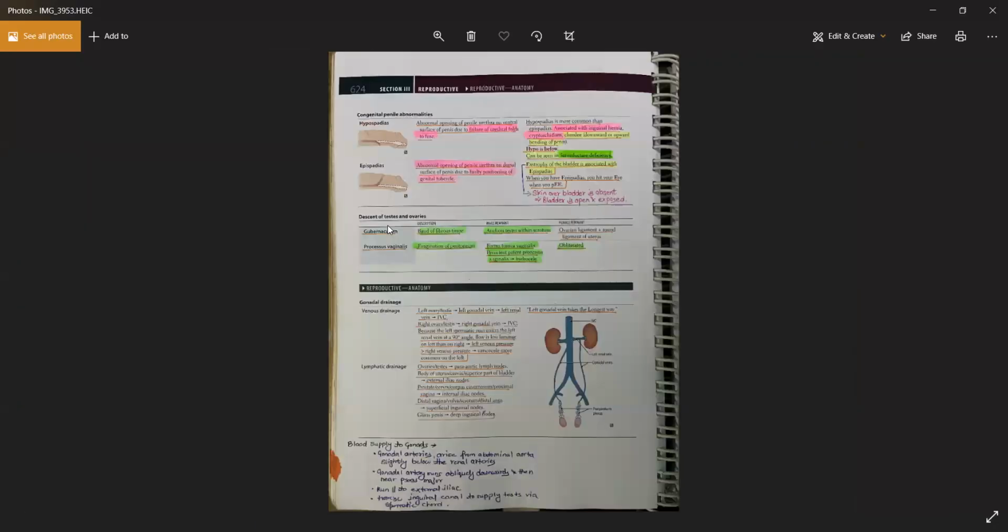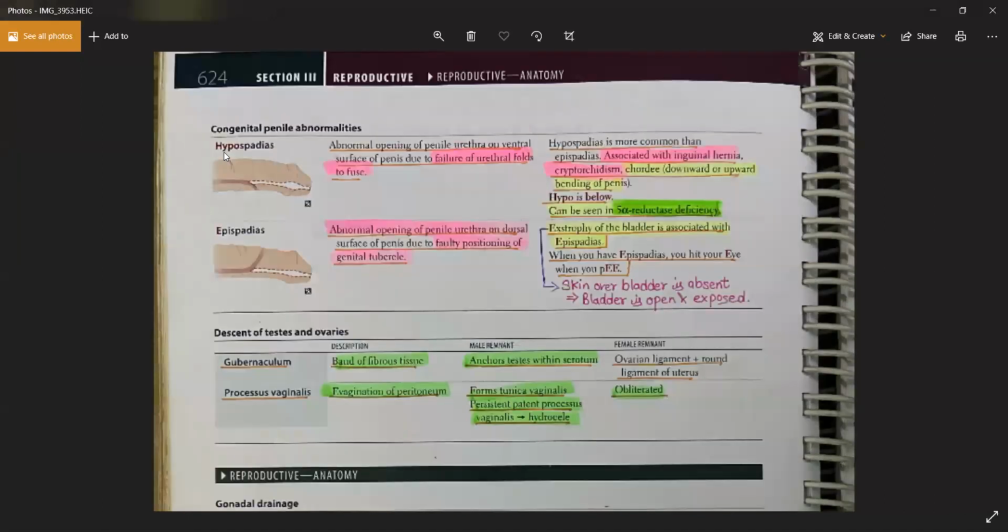Now you have the congenital penile anomalies. One is hypospadias, and the second is epispadias. As the name suggests, in hypospadias you have the opening of the urethra on the ventral or inferior surface. In epispadias, you have the opening of the urethra on the upper or dorsal surface of the penis.